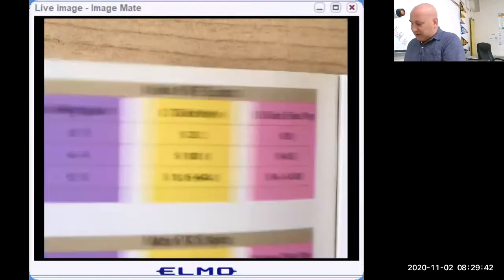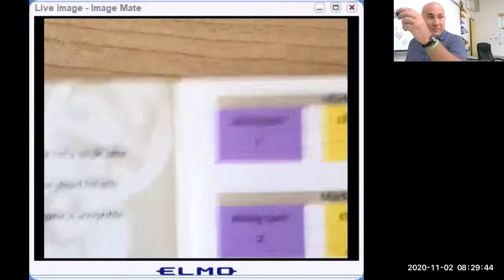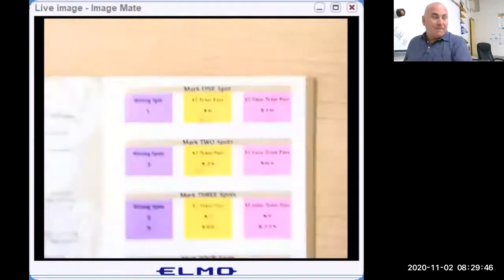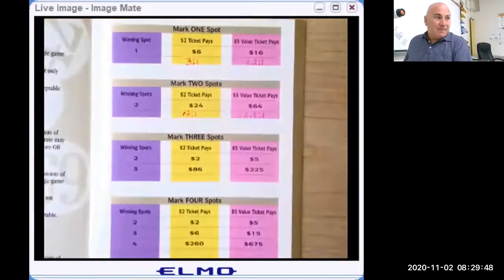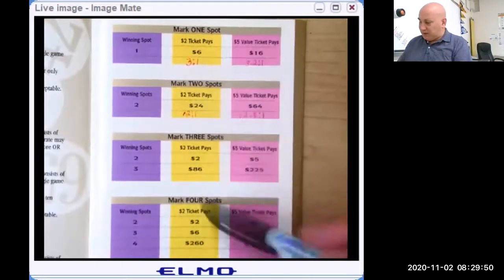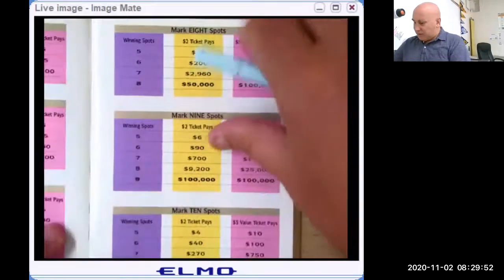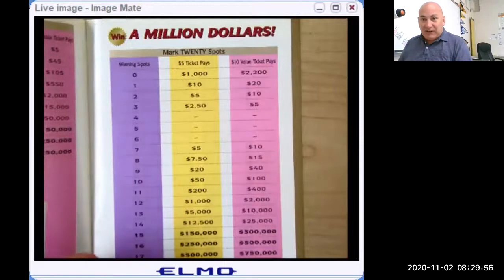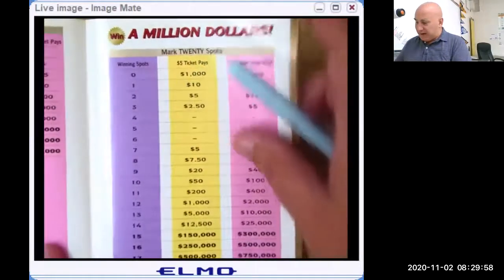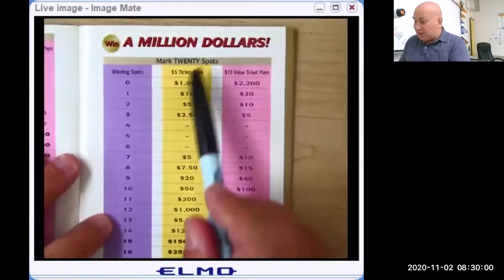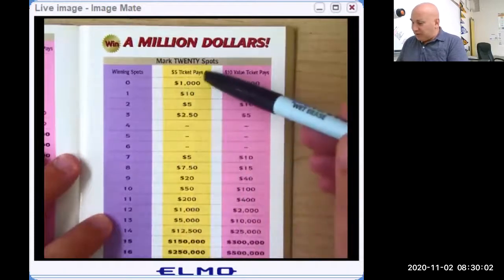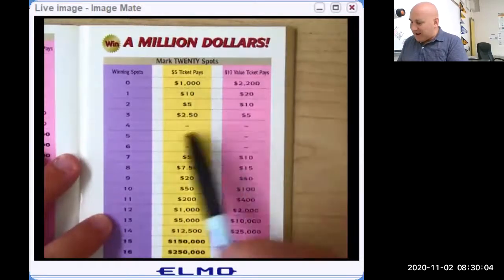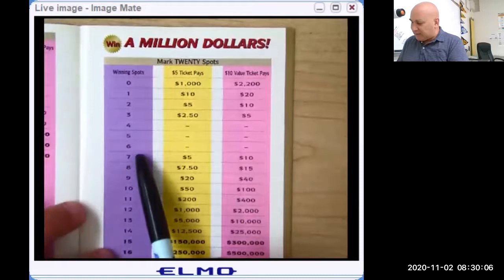You'll notice that the payout book has one spot, 2, 3, 4, and you can mark up to, because in Keno they draw 20 balls out of numbered 1 through 80, you can play a 20-spot game. And you'll notice that there's no payout if you get 4, 5, or 6 out of 20.